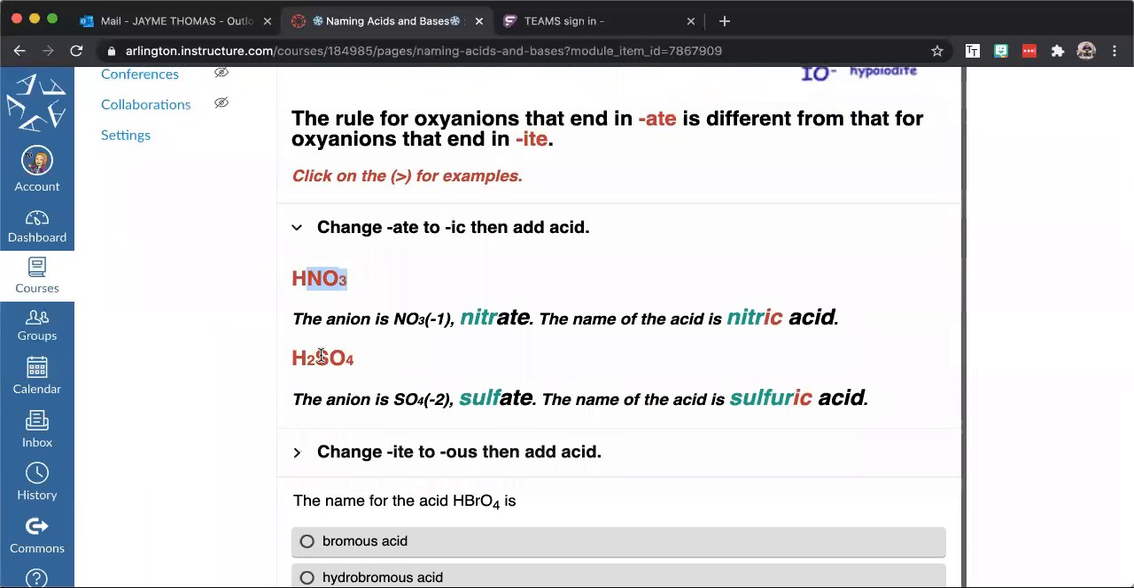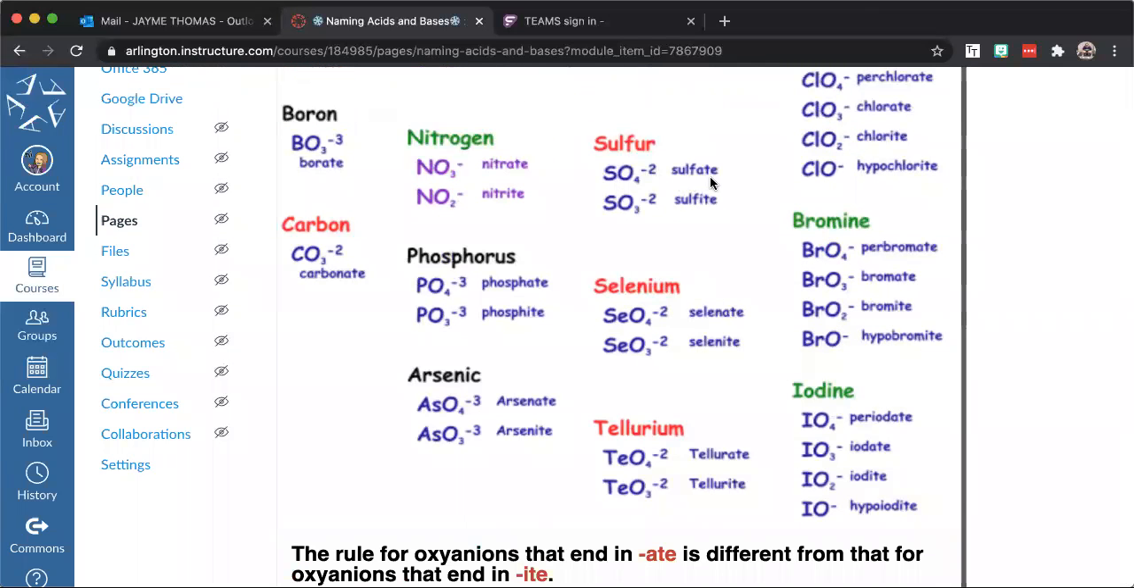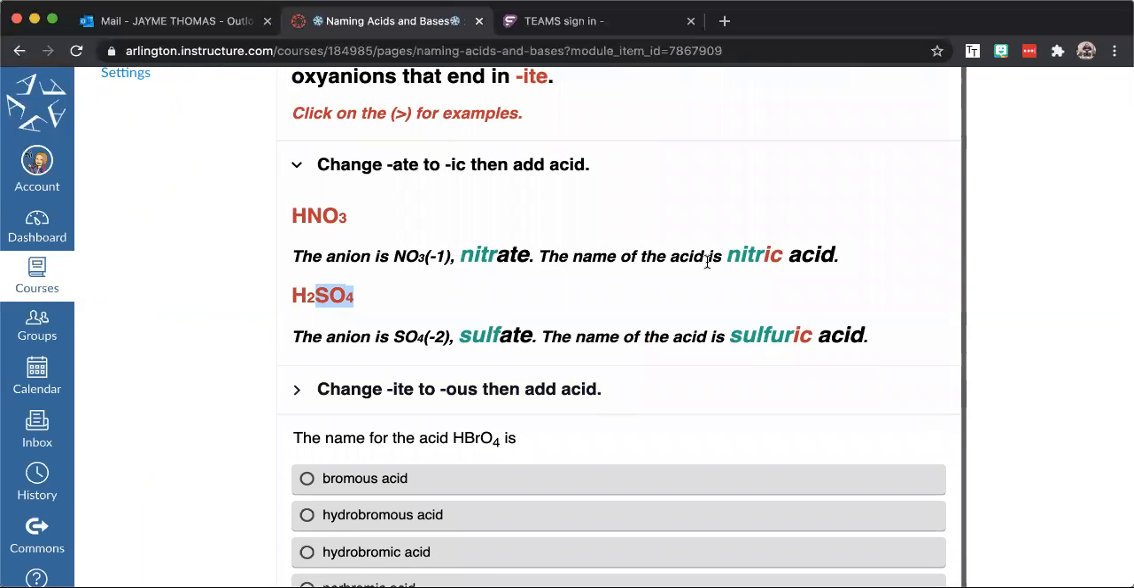Same thing here, this one's got SO4. SO4, if I look it up, is sulfate. Here it is right here. It still ends in ATE. So that means that I would drop off the ATE, but because this is sulfur, it's going to gain back the UR before I add on the IC and then the word acid.